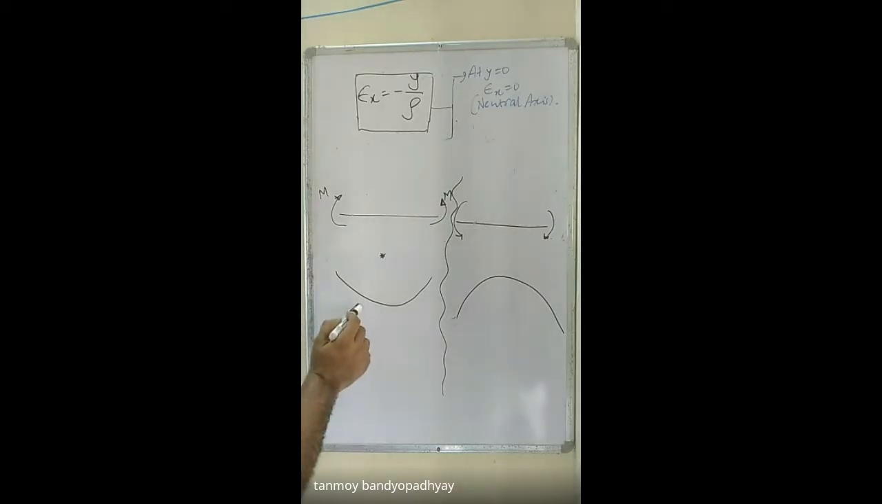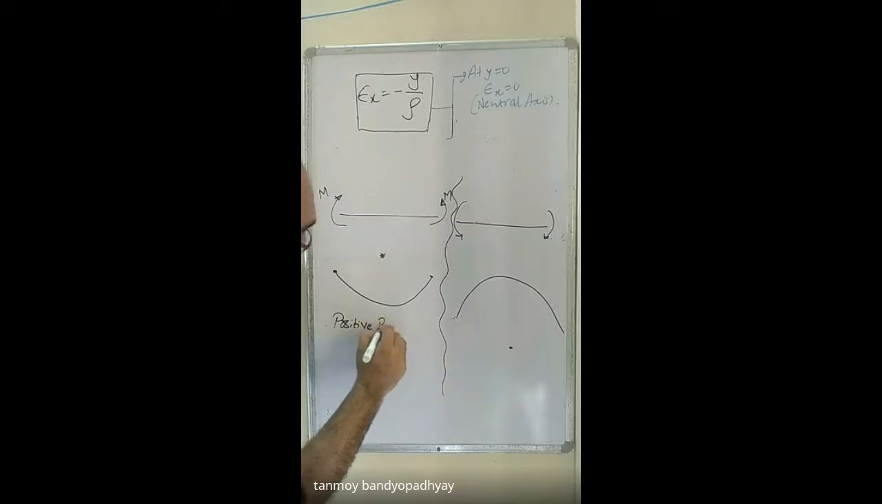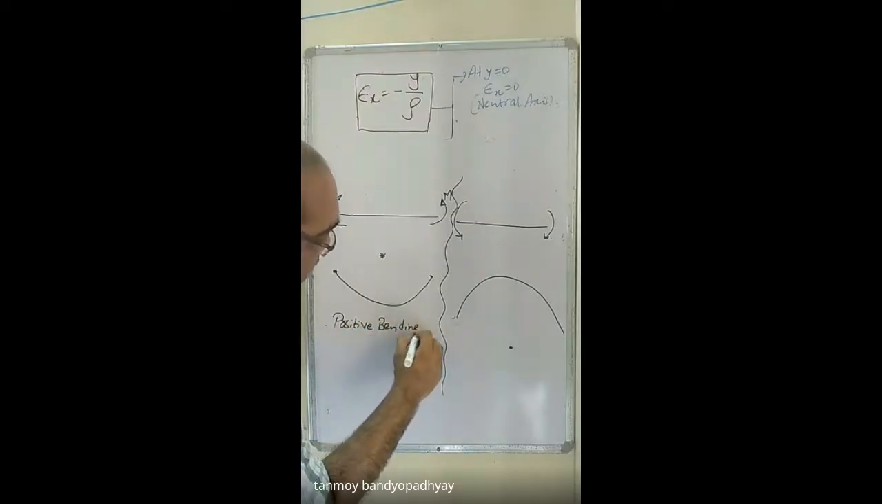So whenever a beam bends like this, I mean the convex is on the lower side and the upper side is concave, we will be having a positive bending moment, and we call it a sagging moment.